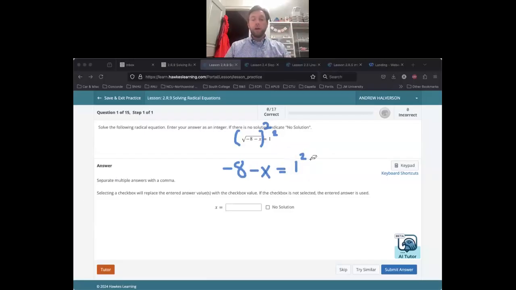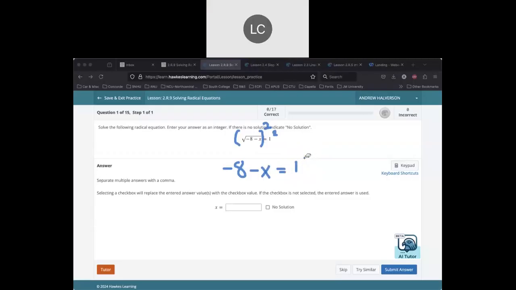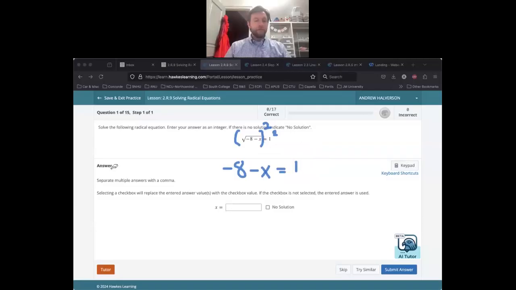So what's 1 squared? How would I simplify this? 1 squared is 1 times 1, which is 1. So boom, there it is. Now we have this. This is what's left: negative 8 minus x equals 1.